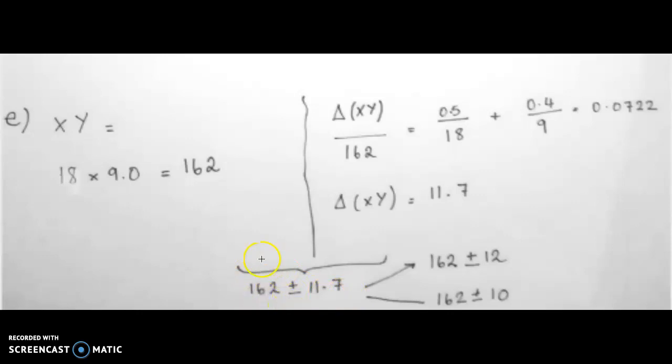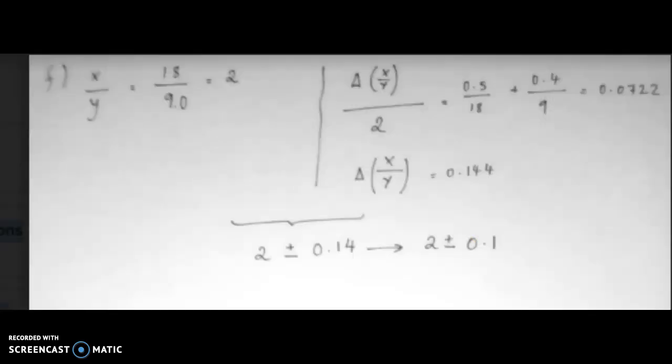But sticking to the number of decimal places here, we really shouldn't have a 0.7, and it's much neater to write 162 plus or minus 12. Sometimes there's a really strict adherence to the rule that uncertainty should be one significant figure. I don't think you need to worry about that now, but that's why the answers in the booklet actually say 162 plus or minus 10, because that's one significant figure, but 12 is just fine.